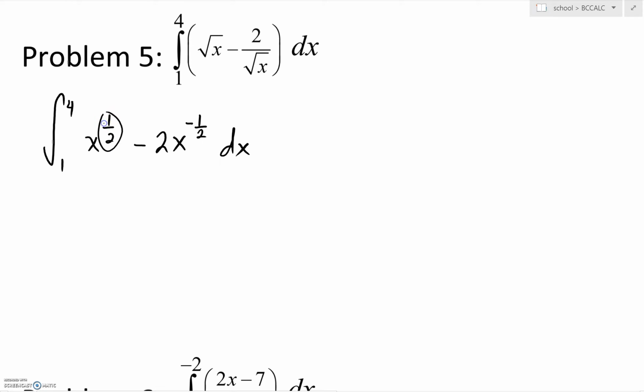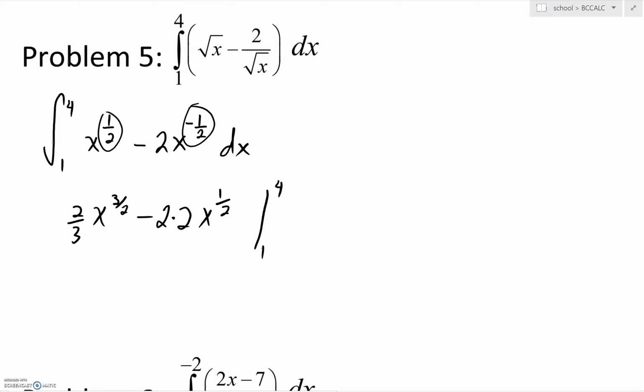Then we can take our antiderivative. This gets bumped up by 1. Add 2 over 2 would get x to the 3/2. When we divide by 3/2, we'd get 2/3. Likewise over here, we bump up this power by 1. We add 2 over 2, we'll get a 1/2. When you divide by a 1/2, you're really multiplying by 2. And of course, we're going to have to evaluate this from 1 to 4.